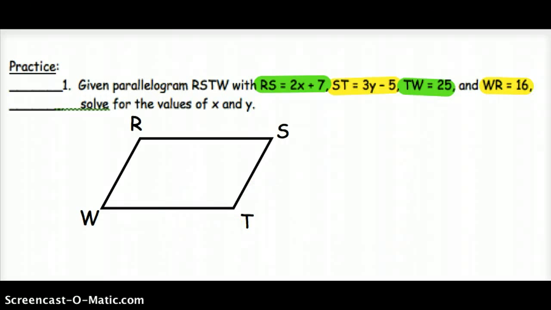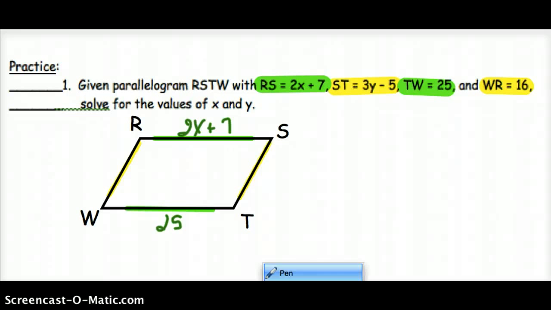Okay, now I'm just going to highlight these sides a little bit. So RS, this is RS. This is TW. ST is here, sorry. And WR is over here. Okay, why did I do that? Because I want you to label the given information correctly. So we're going to put RS as 2x plus 7. And we have TW as 25.